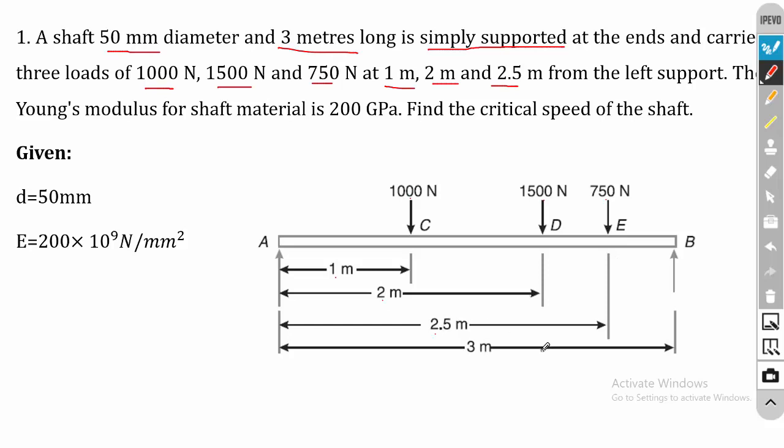Newton at 2.5 meter. The Young's modulus of the shaft material is given, that is E is equal to 200 gigapascal. Gigapascal means it is 10 power 9 Newton per meter square. Find the critical speed of the shaft. So we have to calculate the critical speed of the shaft. So first we have to calculate the natural frequency of transverse vibration. Then after that we can convert that natural frequency into critical speed.